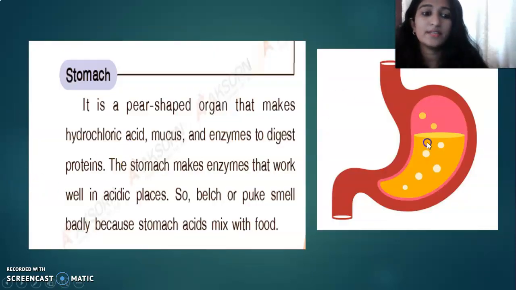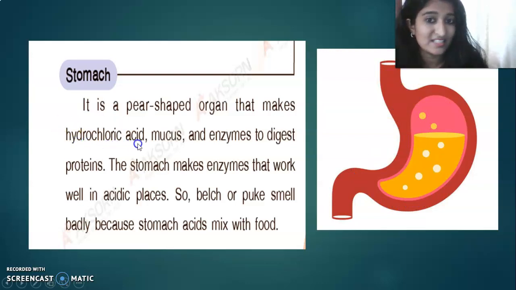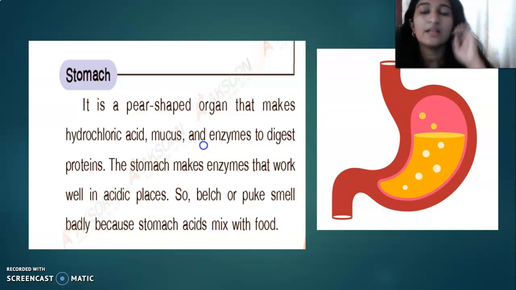You can see the stomach is a pear-shaped structure that makes hydrochloric acid, HCl. Mucus, enzymes. Now you know what an acid is. Enzymes and mucus are in the stomach in order to digest proteins.